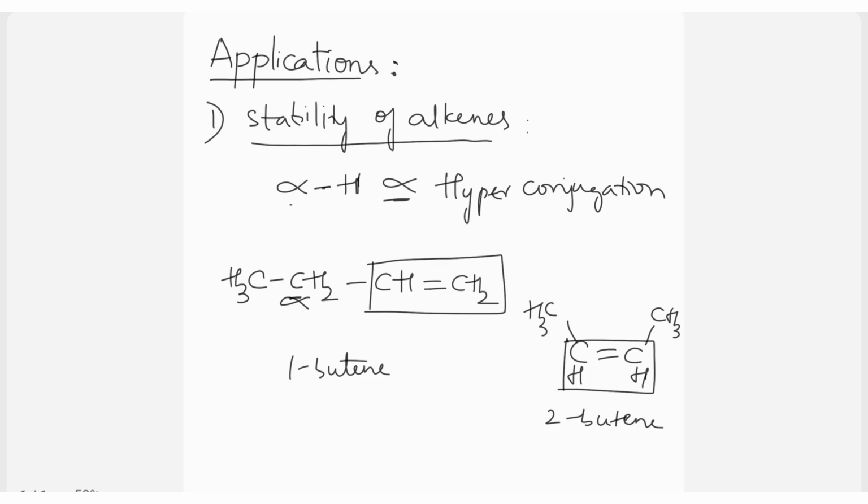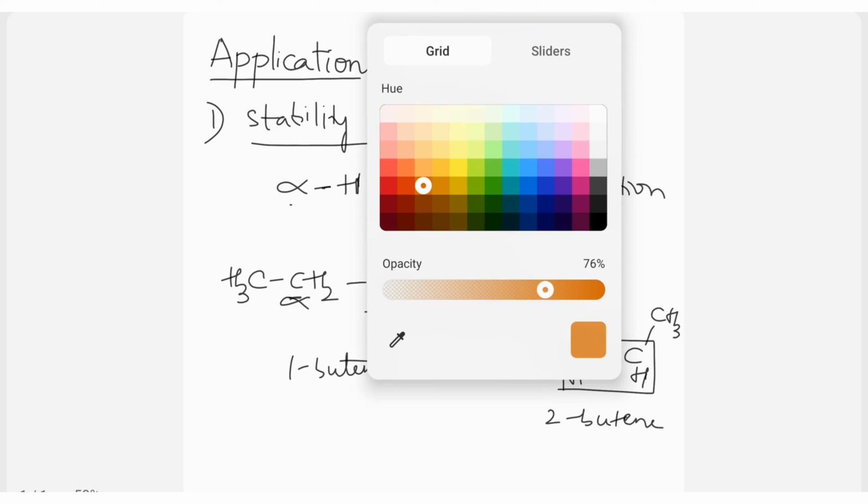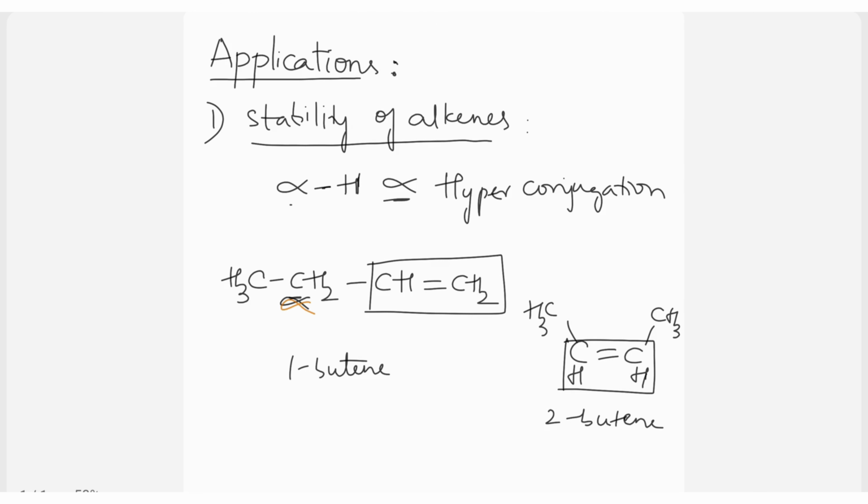So here we have one alpha carbon. I'll change the color. So this is your alpha carbon, and for this double bonded system we have 2 alpha carbons. So this alpha carbon has 2 alpha hydrogens. For this it is 3 plus 3, 6 alpha hydrogens.